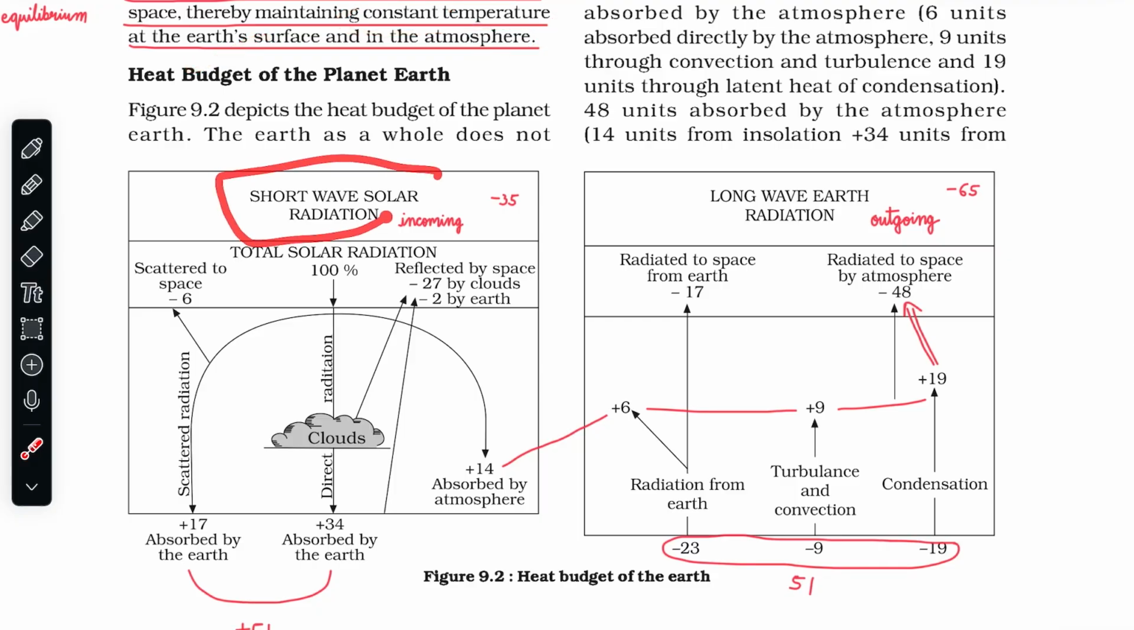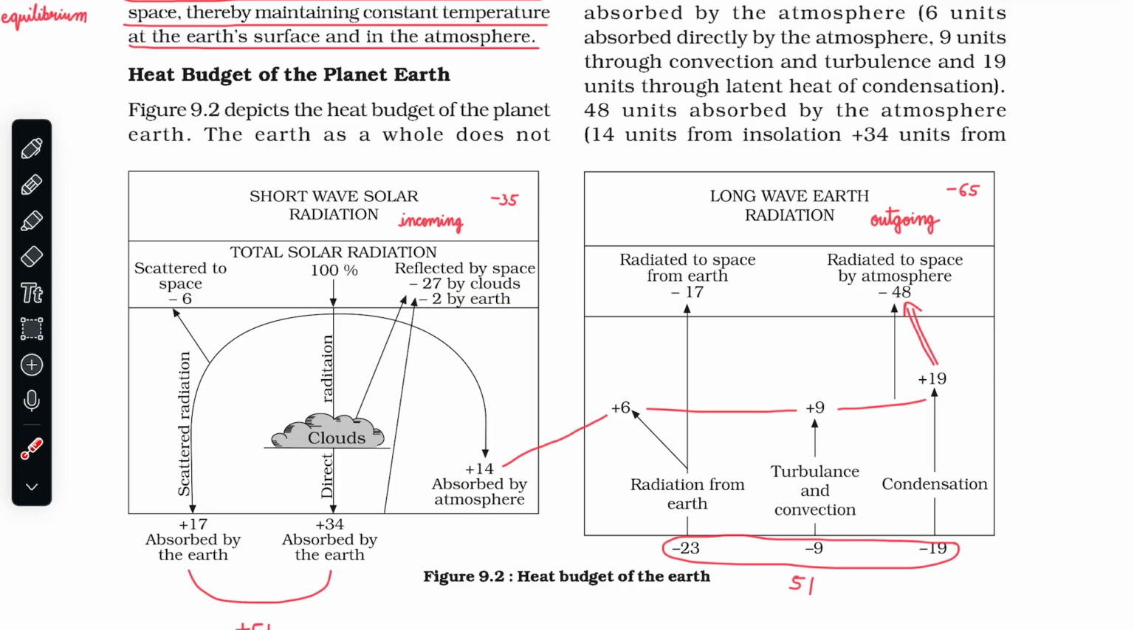We have the short wave solar radiation, which is the incoming solar energy, and then the long wave Earth radiation, which is the outgoing long wave terrestrial radiation. For the incoming, we have the total radiation which is 100%, out of which clouds reflect 27 parts of it. Then 6% is scattered to space, 2% is reflected by the Earth's surface itself.